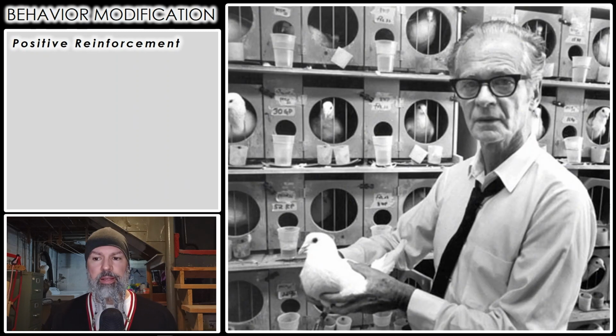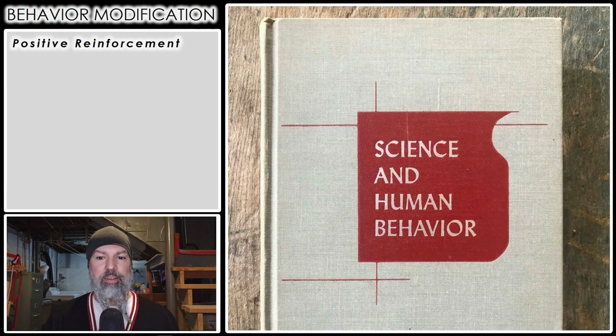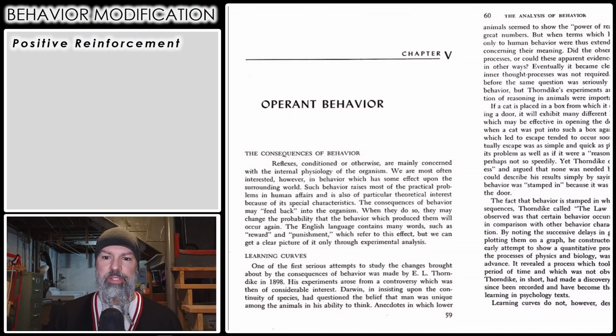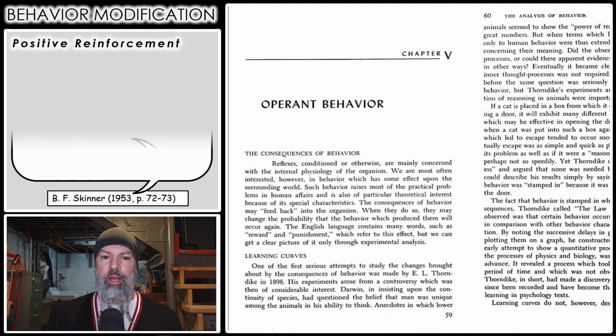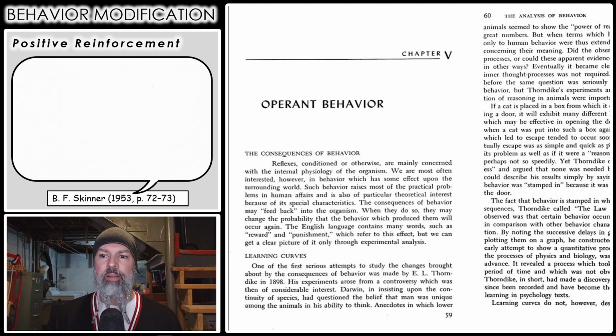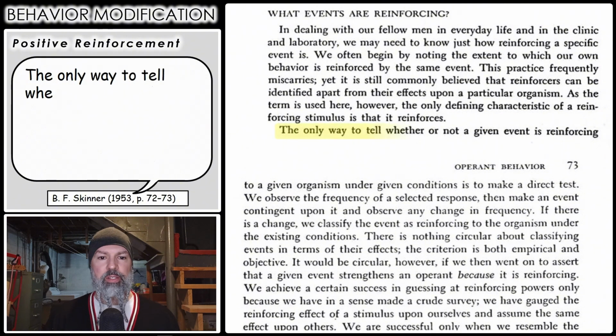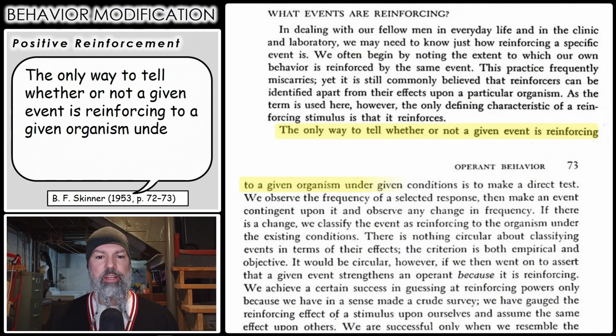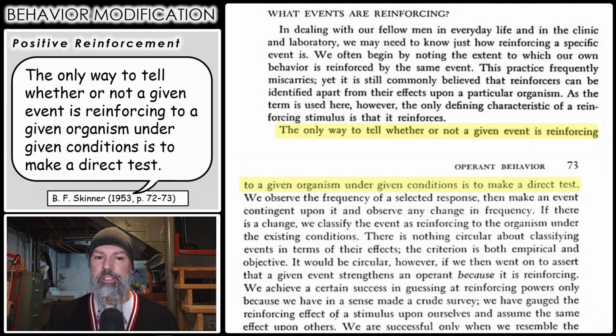So this all goes back to B.F. Skinner and his assessment of reinforcers and testing reinforcers. This is coming directly from the man, from Science and Human Behavior, in his chapter on operant behavior. And Skinner went on to elucidate that the only way to tell whether or not a given event is reinforcing is a direct test. So this quote: the only way to tell whether or not a given event is reinforcing to a given organism under given conditions is to make a direct test.